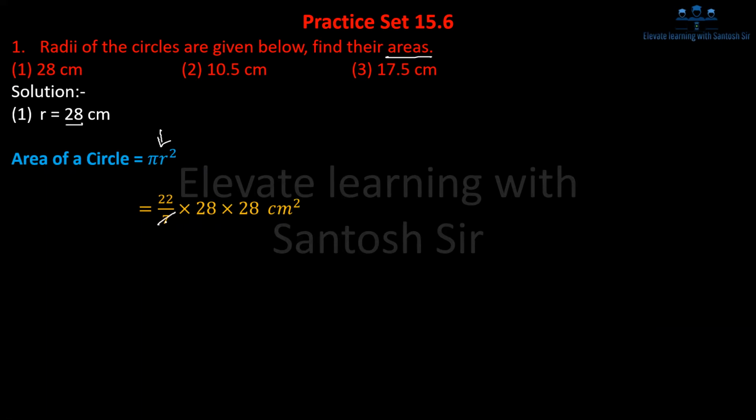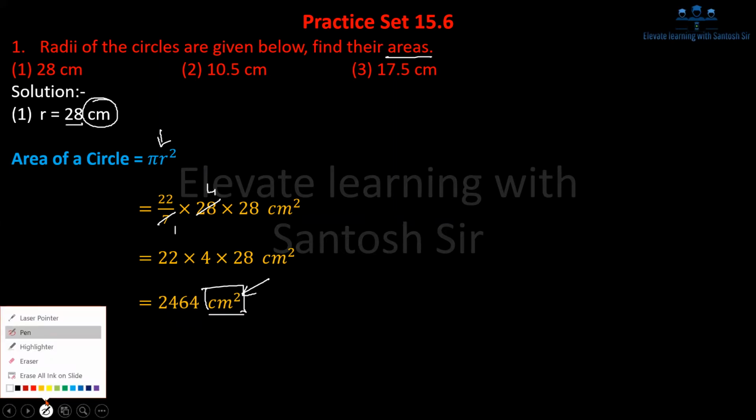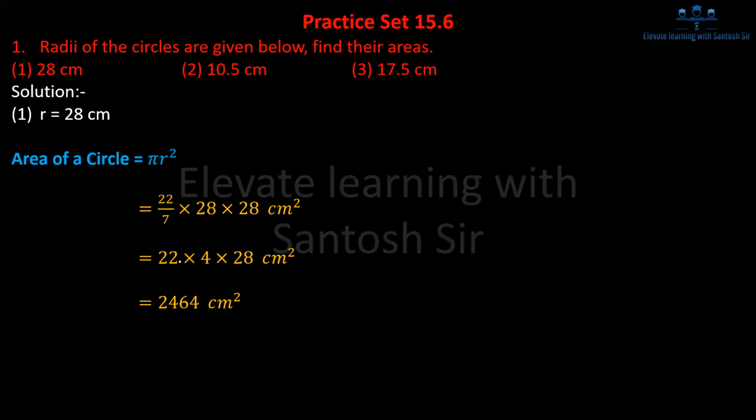On substituting, we can cancel 7 times 1 and 7 times 4. And then the remaining numbers, that is 22 times 4 times 28, can be multiplied. And we can get the value of area as 2464 centimeter square. Remember, area is always calculated in square units. If the dimensions are given in centimeter, area will be centimeter square. If they are given in meter, area will be meter square, and so on. So the area of the given circle is 2464 centimeter square.